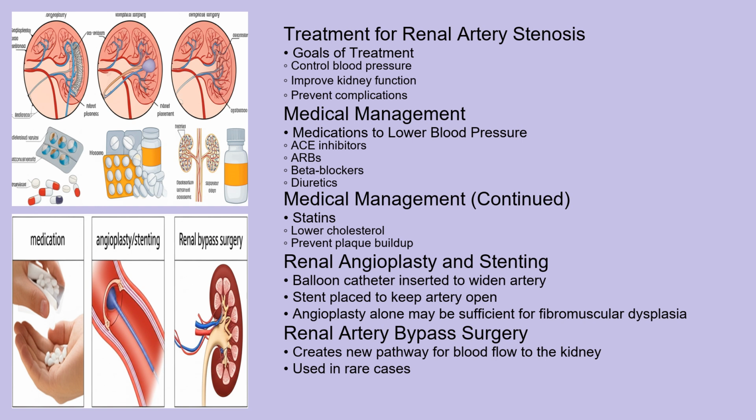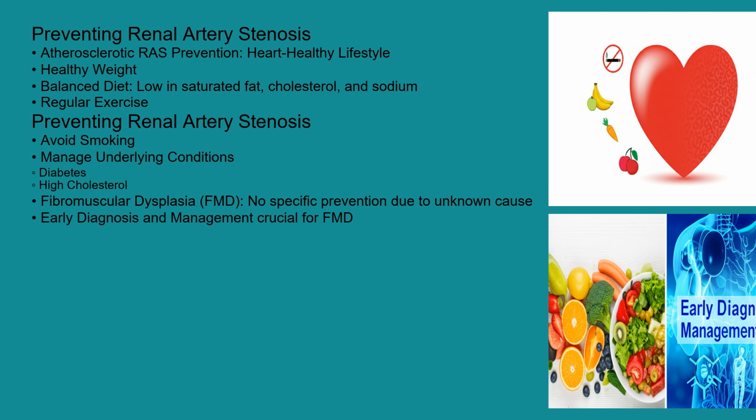In some cases, a procedure called renal angioplasty and stenting may be necessary. This involves inserting a balloon catheter into the narrowed artery and inflating it to widen the artery. A stent, a small mesh tube, is then placed to keep the artery open. For fibromuscular dysplasia, angioplasty alone may be sufficient. In rare cases, renal artery bypass surgery may be needed to create a new pathway for blood flow to the kidney.